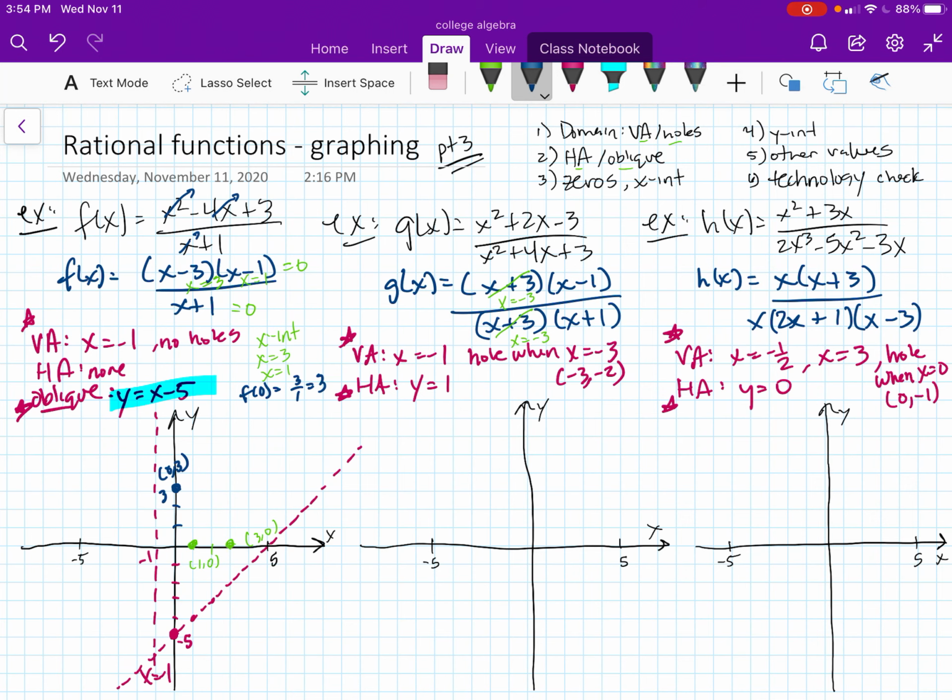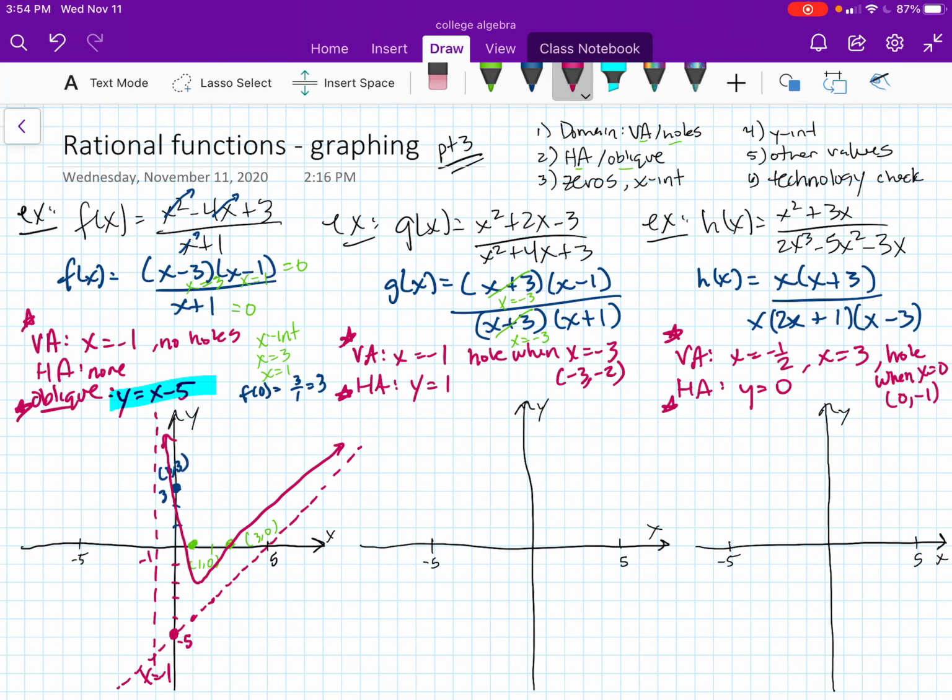Well, looking at this graph now, I don't really know what it's doing. My guess in the middle here is that it's going to kind of look like a slanted parabola of some sort, like this-ish.